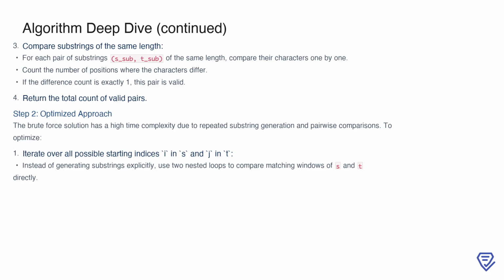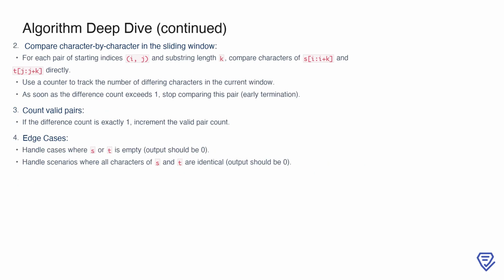reduce redundancy. In the optimized approach, instead of creating substrings explicitly, we use a sliding window technique to compare characters directly. For each pair of starting indices, i, j, and a given substring length k, we compare the characters of S[i+k] and T[j+k]. A counter keeps track of the number of differing characters in this window. If at any point the difference count exceeds 1, we stop comparing further for that pair, leveraging early termination to save computation. On the other hand, if the difference count is exactly 1 by the time we finish comparing the window, we increment our valid pair count.